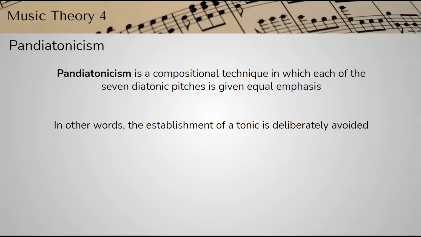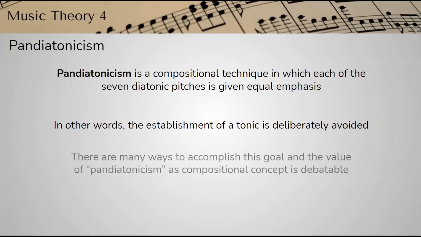So we're avoiding things like a dominant to tonic progression. We would avoid things like a leading tone to a tonic scale degree. We would avoid things like having the tonic triad. We might avoid having triads altogether, right? So there are a lot of different ways to do this, to avoid the establishment of a tonic.